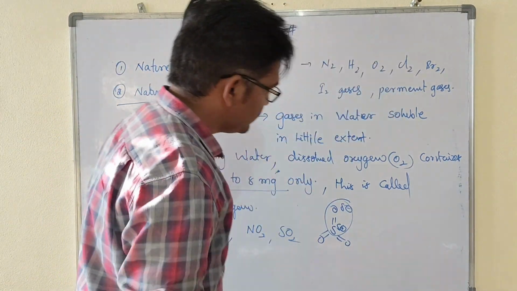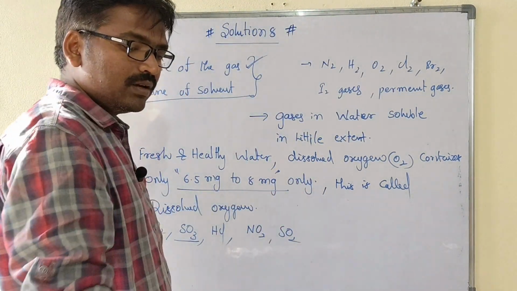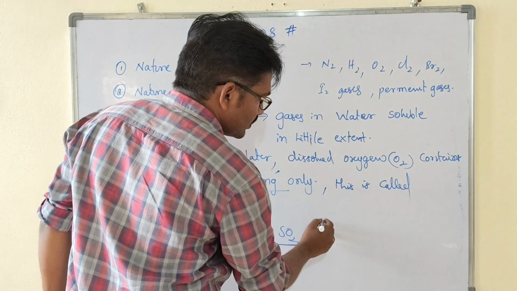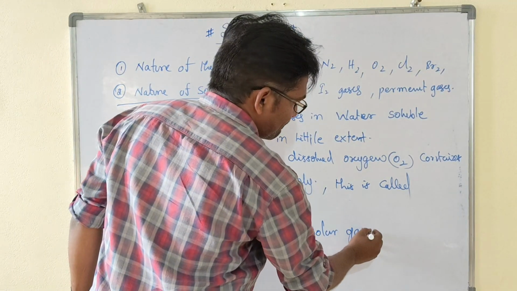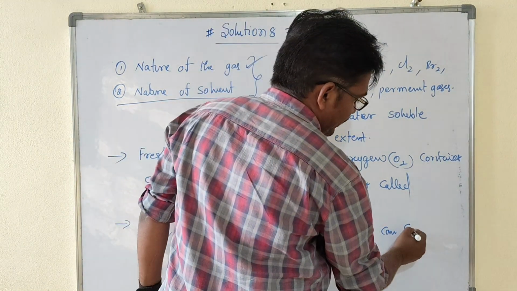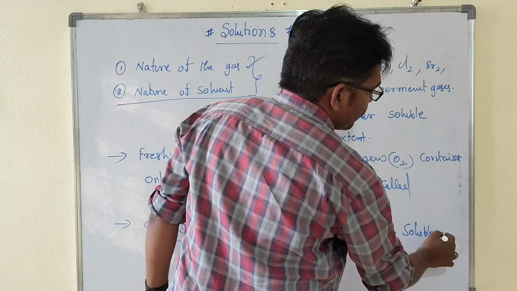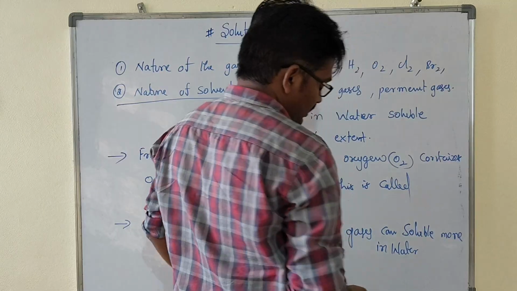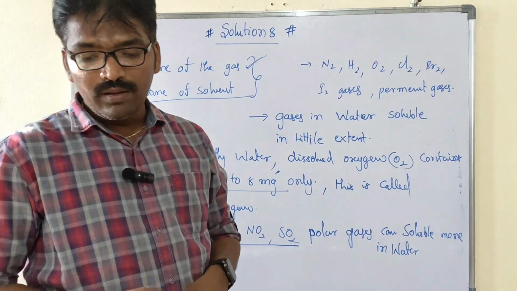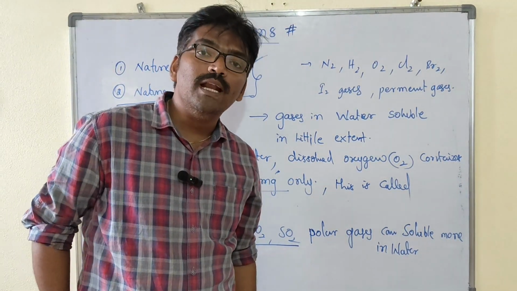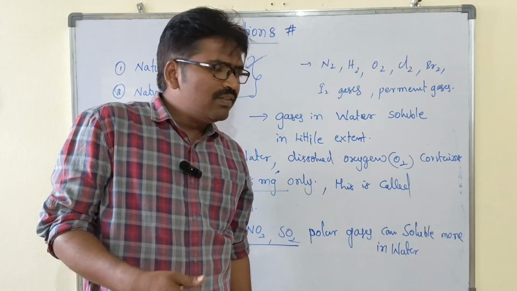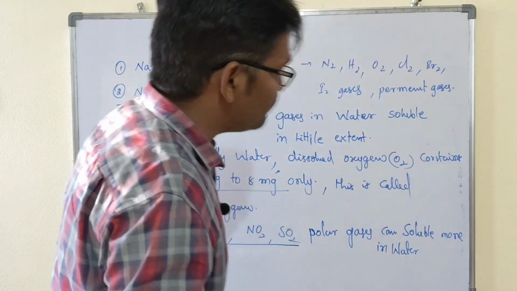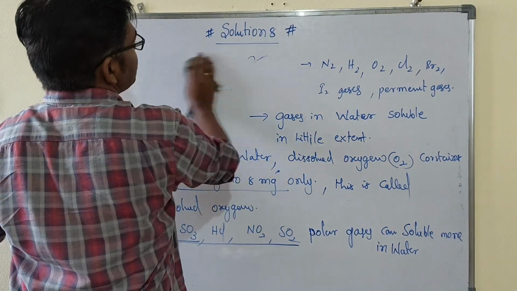So note that down. These gases contain polarity in the group, so we call these polar gases. Polar gases can dissolve more in water. Some other gases are there like ammonia as well as hydrogen fluoride. When compared to these gases, those can be soluble more and more. So which are the gases I told?